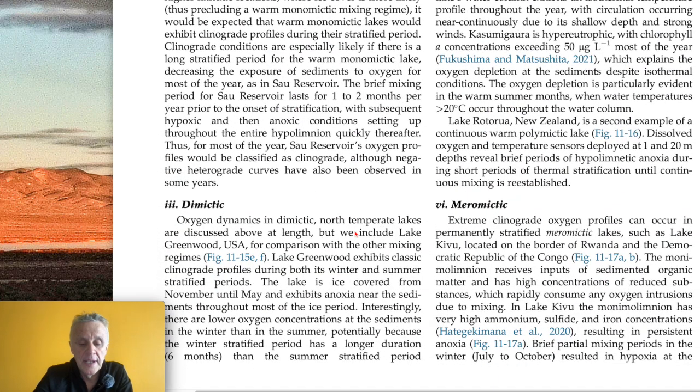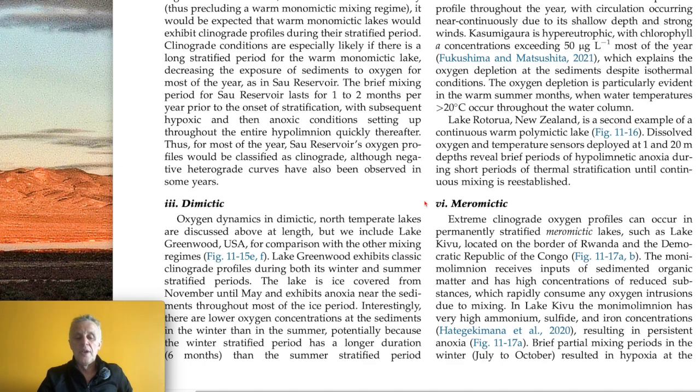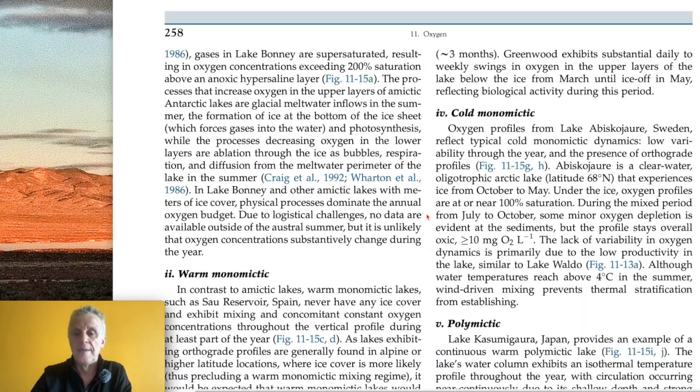Dimictic. Oxygen dynamics in dimictic north temperate lakes are discussed above at length, but we include Lake Greenwood for comparison with the other mixing regimes. Lake Greenwood exhibits classic clinograde profiles during both its winter and summer stratified periods. The lake is ice covered from November until May and exhibits anoxia near the sediment throughout most of the ice period. Interestingly, there are lower oxygen concentrations at the sediment in the winter than in the summer, potentially because the winter stratified period has a longer duration, 6 months, than the summer stratified period.